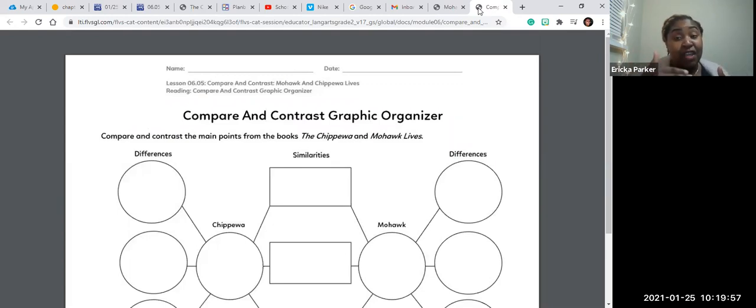I'm going to put this video on here for the rest of 6.05 because I can't see myself going back reading this story again when you can just rewind it and play it again. Now if we're comparing and contrasting these two texts, we're looking at the differences between the Chippewa and the Mohawk people, and then we're looking at how they are similar.